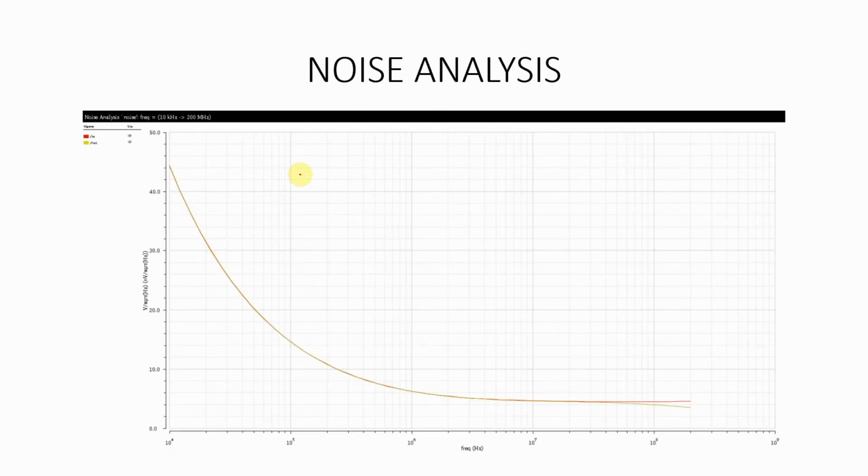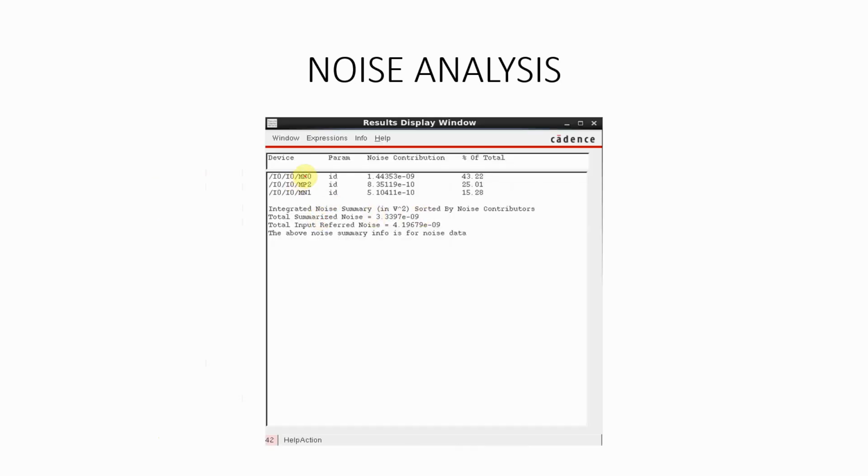So for the noise analysis part, we have the noise as volts per square root of hertz. As the frequency increases, the noise decreases, but in the smaller frequencies, the noise is higher due to topology. So given below is the noise contribution of each part of the circuitry. The noise contribution changes for each different part of the circuit, and the total summarized noise is around 3.39 times 10 to the power of -9.